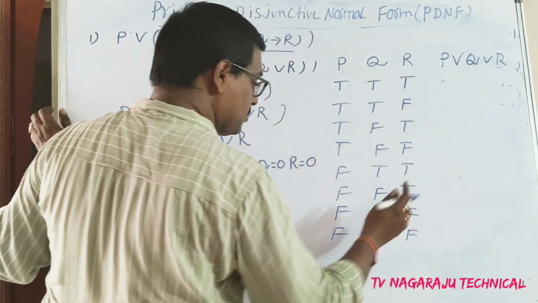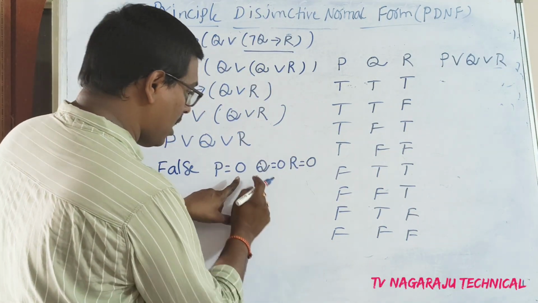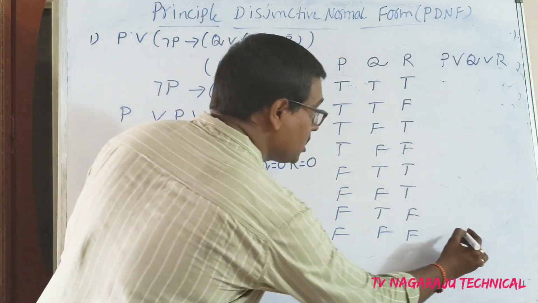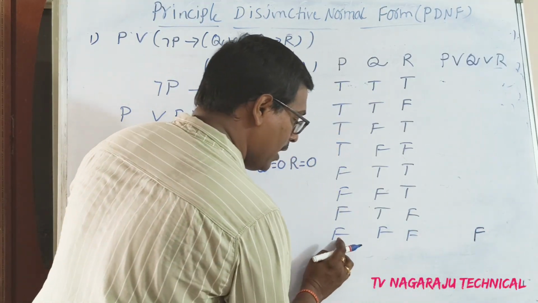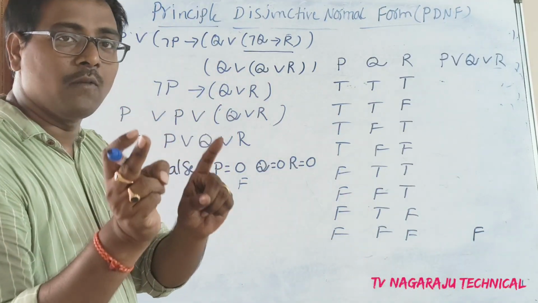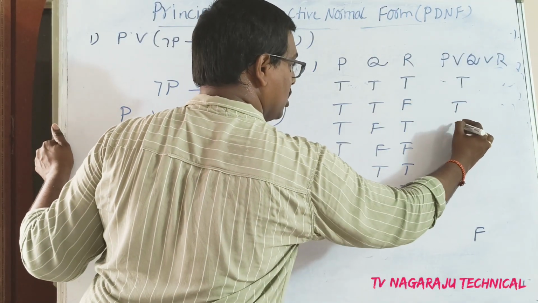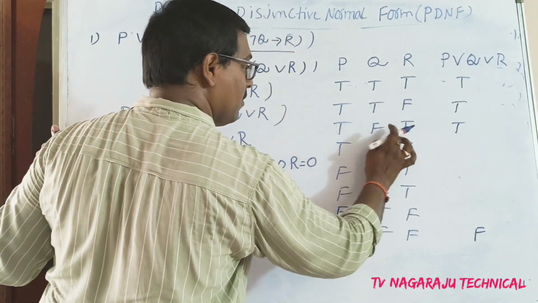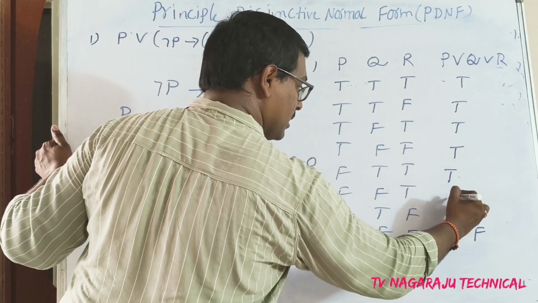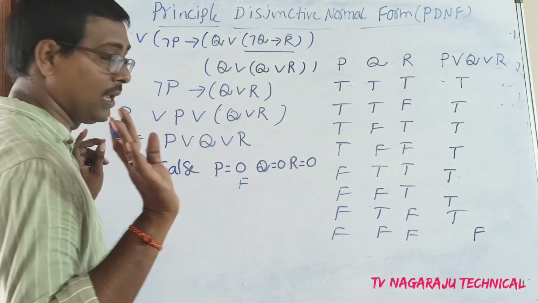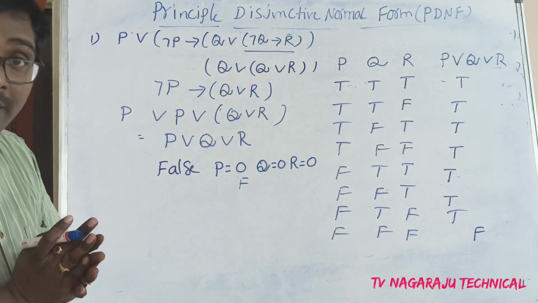P or Q or R. This expression is false only, false in the sense 0, when P, Q, R all are false. In all the remaining cases, this expression is true. Why? Because of the OR operation, if any one is true, the result is true. Okay. Now what are the minterms?